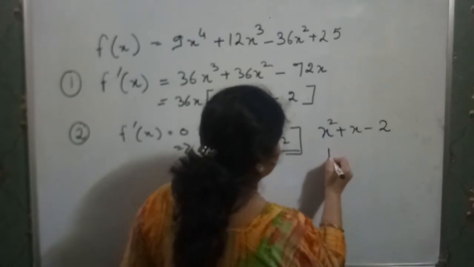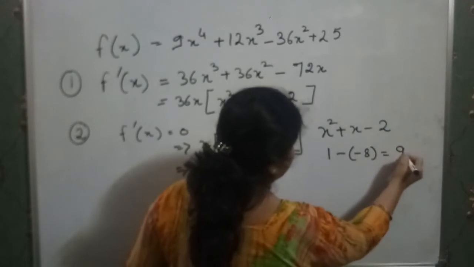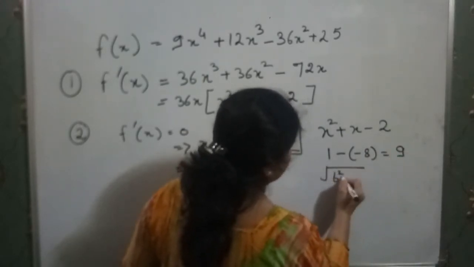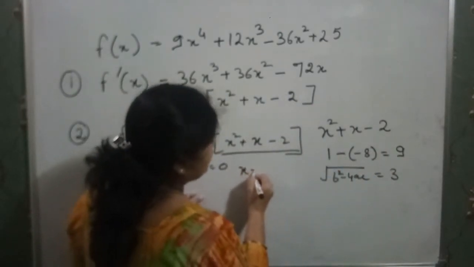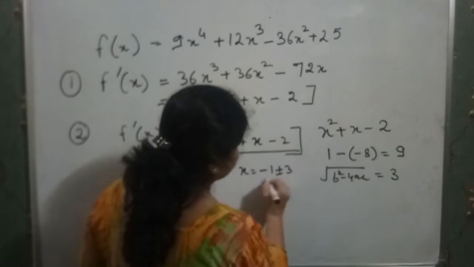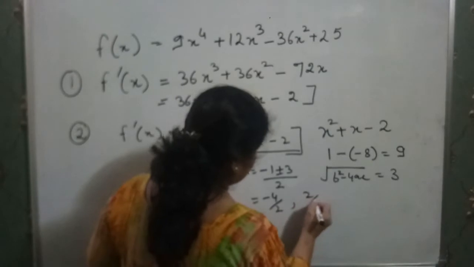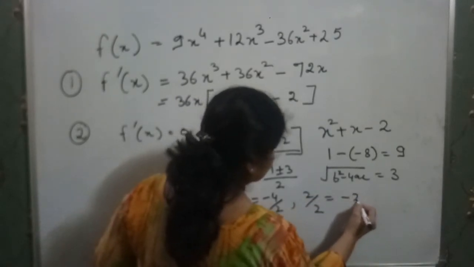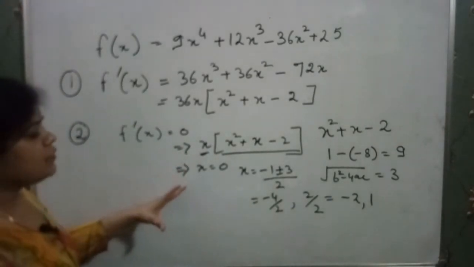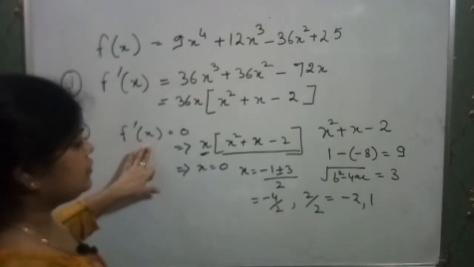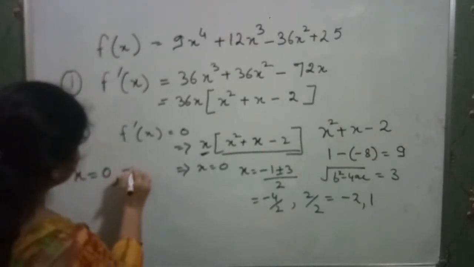It means b square minus 4ac is 1 plus 8, so we have 9. Under root of b square minus 4ac, we have 3. So its root is x equal to minus 1 plus minus 3 over 2. So we have minus 4 over 2 and 2 over 2. So we got minus 2 and 1. In this way, we have calculated the different values of x for which f dash x is equal to 0. So we got three values: 0, minus 2 and 1.